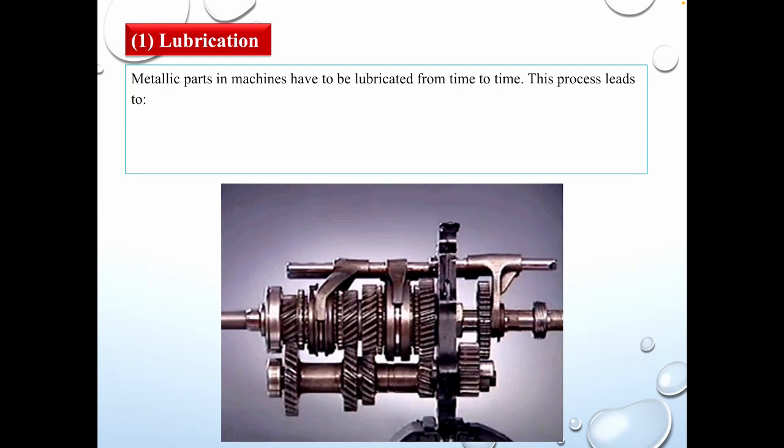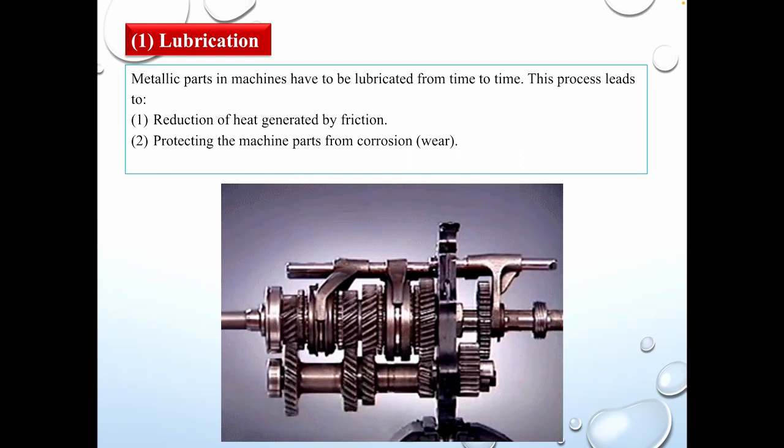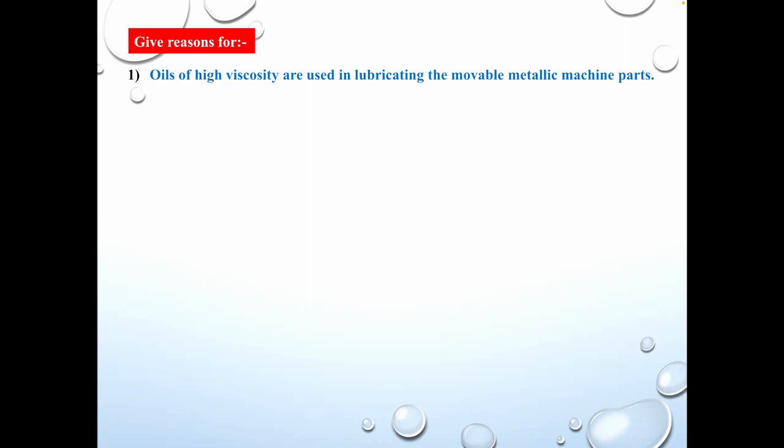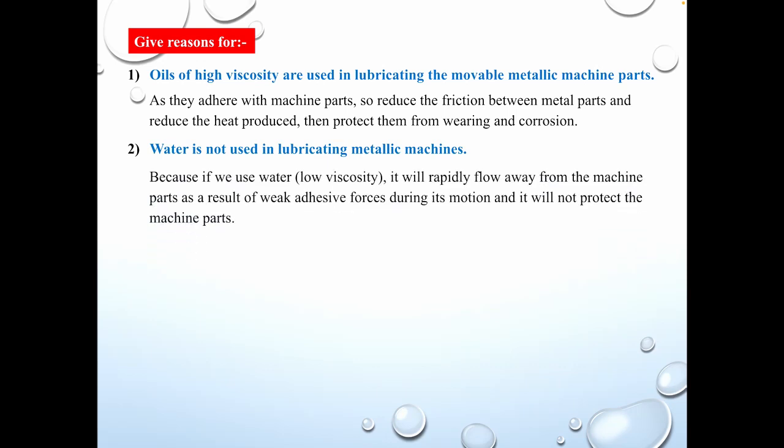Lubrication. Metallic parts in machines have to be lubricated from time to time. This process leads to reduction of heat generated by friction, protecting the machine parts from corrosion. Give reason: oils of high viscosity are used in lubricating the movable metallic machine parts, as they adhere to the machine parts, so they reduce the friction between metal parts and reduce the heat produced, then protect them from wearing and corrosion. Water is not used in lubricating metallic machines because it has low viscosity, so it will rapidly flow away from the machine parts as a result of weak adhesive forces during its motion, and it will not protect machine parts.